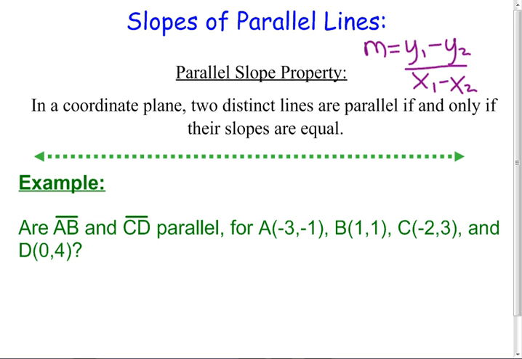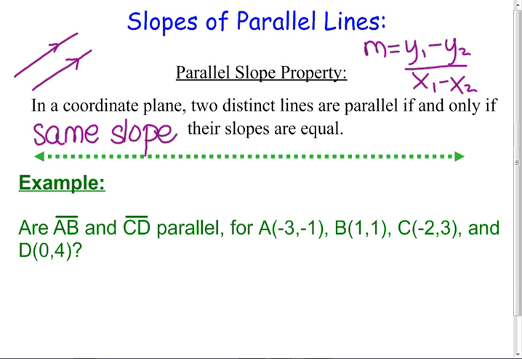Okay, guys, what if I have lines that are parallel? What's true about their slopes? They have the same slope. So to determine if lines are parallel, you're going to have to calculate the slope.